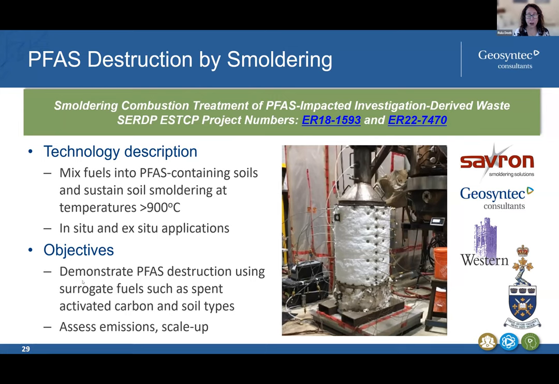So the R&D objectives were to demonstrate PFAS destruction using surrogate fuels, in this case, spent activated carbon that is loaded with PFAS, or sand and soil that are loaded with PFAS. And for ex situ, for in situ demonstrations and next steps, they're going to inject vegetable oil, use that as the fuel to smolder, and in the process, get rid of PFAS.